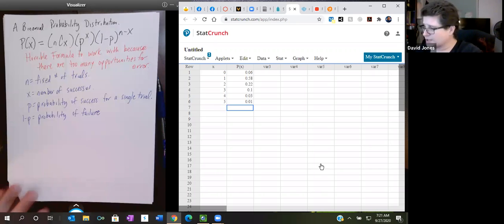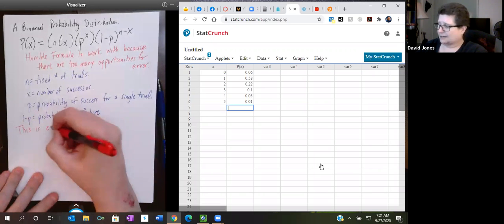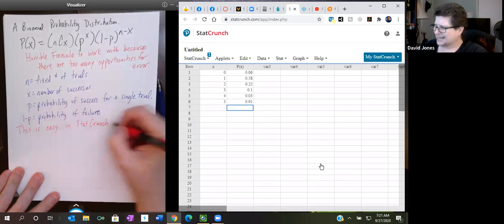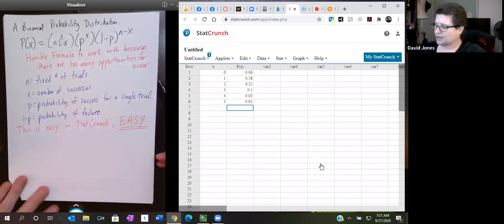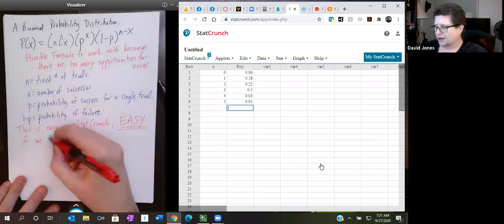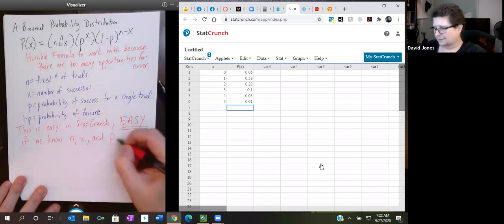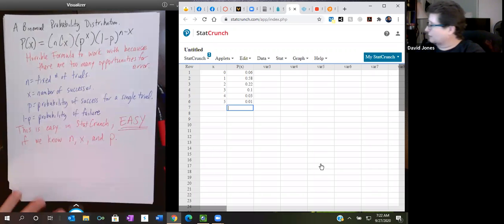And to use StatCrunch, since this is a horrible formula to use, this is easy in StatCrunch. And when I say easy, maybe I should use capital letters: big EASY in StatCrunch if we know N, X, and P. That's all we need. We need to know the number of trials that we're working with. We need to know the number of successes that we want. And we need to know the probability of success for any given trial.